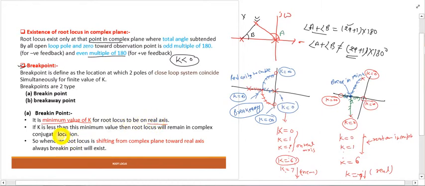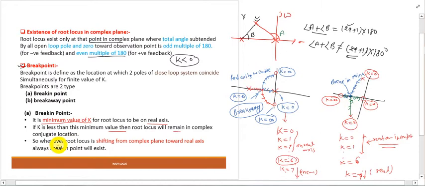Clear? If k is less than the minimum value, the roots will remain in the complex plane. Obviously, I have said that if k is less than this real value, then roots are in the complex plane. Roots are in the complex plane, or that is the breaking point. I am discussing this one. That is the breaking point.